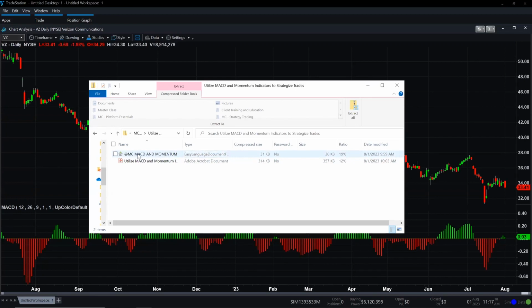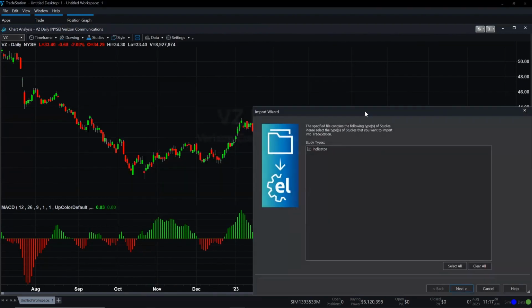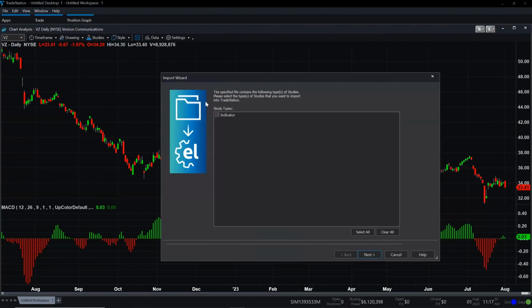The way that you open the file is by having your TradeStation Desktop open. And you just double click on that file. What it will do is launch what's called the import wizard. Notice that the study types are indicators, and I'm going to click next. In this file, you have 3 indicators that are custom.